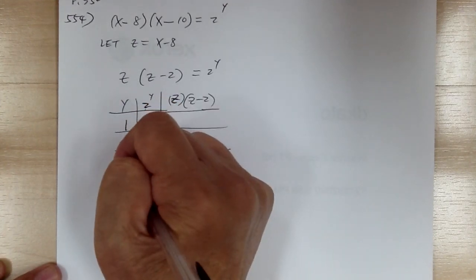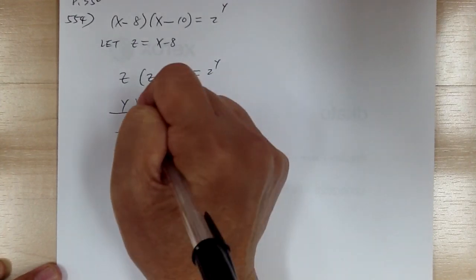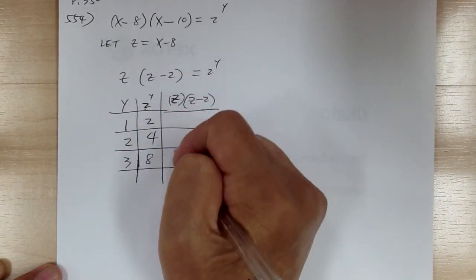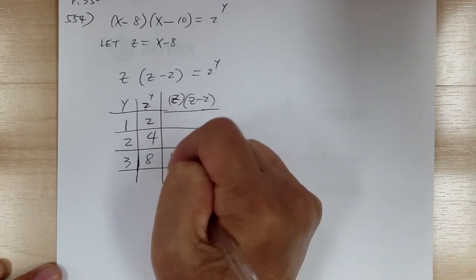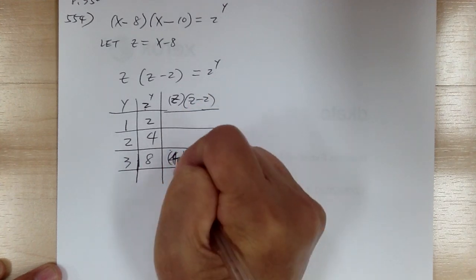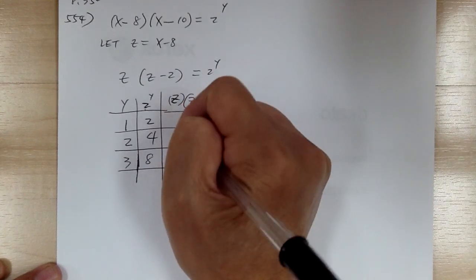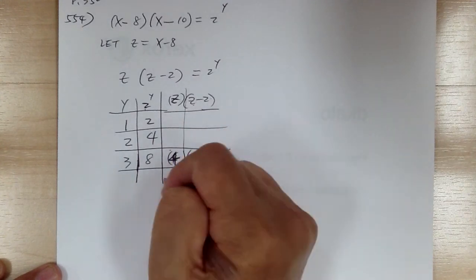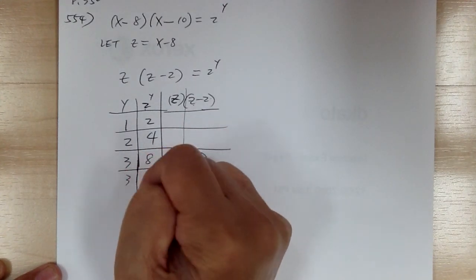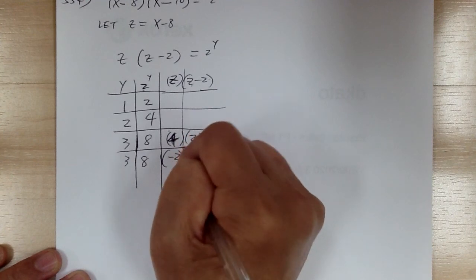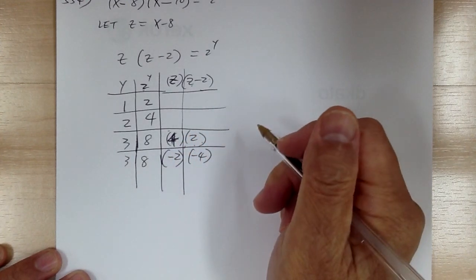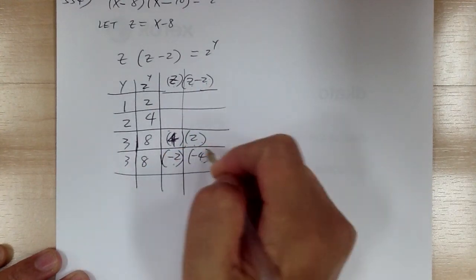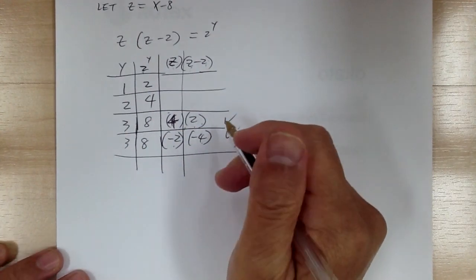So when y equals 3, you've got 2 to the 3rd power, which gives you 8. Okay, so in this case, you're going to get 4 times 2, right? So you can see that z equals 4, and 4 minus 2 gives you 2, right? But when you have 8, you also can have negative 2 times negative 4. So when z equals negative 2, z minus 2 will give you negative 4, so this will also give you 8. So this is good, okay?